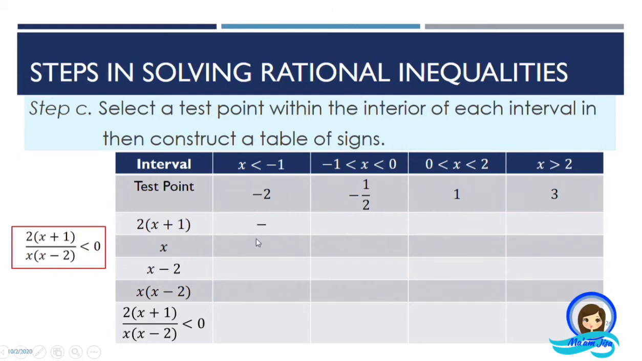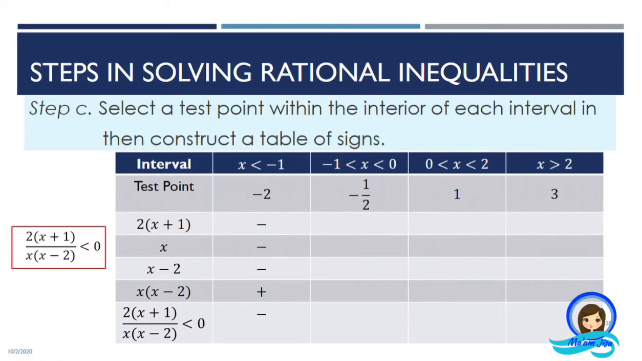Here it's negative. It's because -2 plus 1 is -1 times 2, it's -2, so it's negative. When x is -2, it's negative. Then -2 minus 2 is -4, it's also negative. For our sign here, since this is multiplication, negative times negative is positive. And then for our sign here, we have to divide the sign in our numerator and the sign in our denominator. So negative over positive is negative.